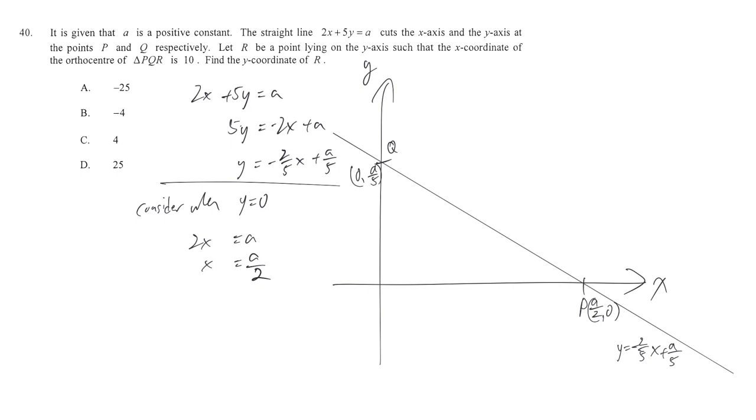Okay, after that, it's time to understand the most difficult part. They talk about R being a point on the y-axis such that the x-coordinate of the orthocenter. Before we use 10, we just focus on what the meaning of orthocenter is first. Orthocenter means from the vertex to the opposite side, the perpendicular line. Let's say if R is here, maybe somewhere here, then it forms a triangle.